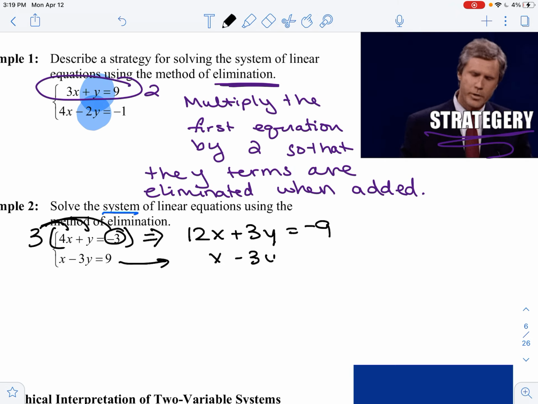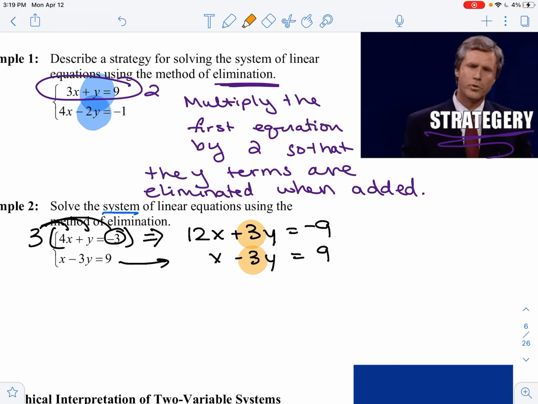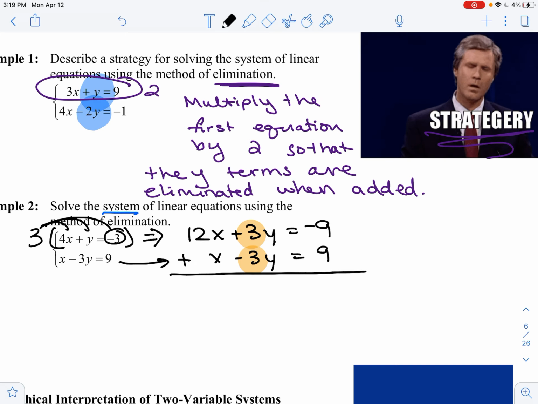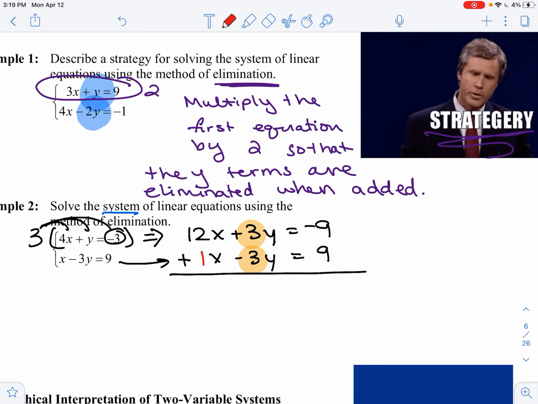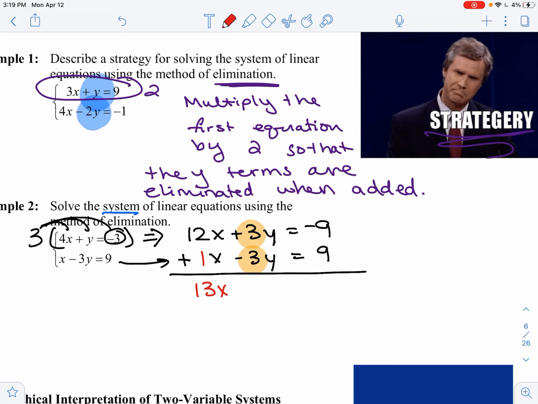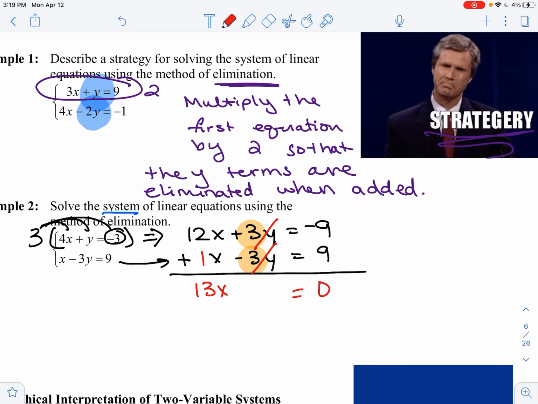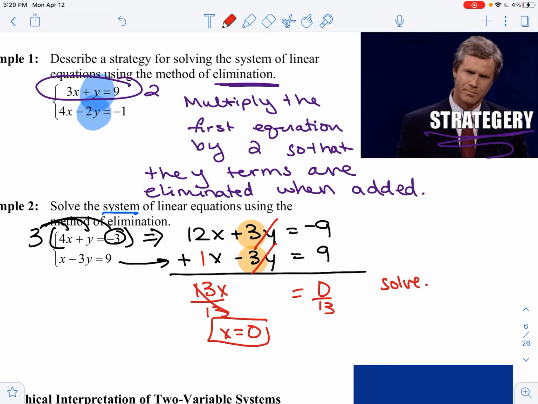x minus 3y equals 9. Now, because we have those same coefficients that only differ by a sign, we're going to add the equations on top of each other. So 12x plus 1x is 13x. 3y minus 3y cancel out, meaning they're eliminated. And then negative 9 plus 9 is 0. Now all we have to do is solve this. We divide by 13 and we get x equals 0.